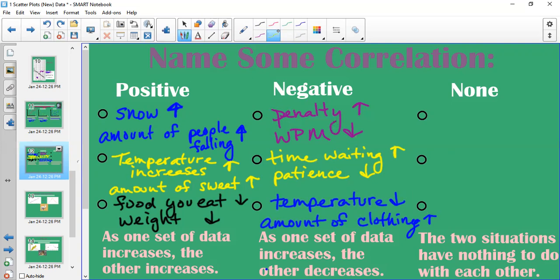In terms of none, I'm going to start with the one that we did in class. So we had letters and name.